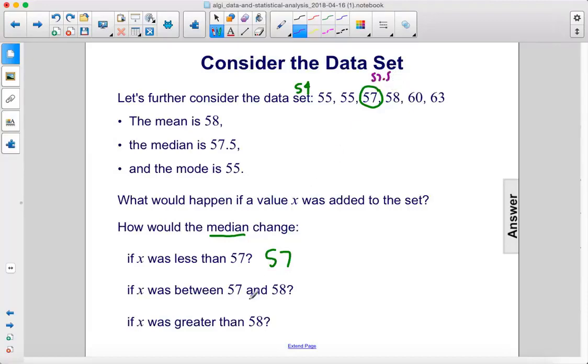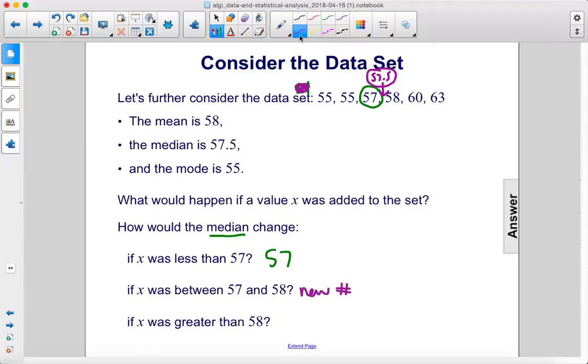If we add a number that's between 57 and 58, say if we added, for example, 57.5, the new median would be this value, because this would then be the middle value, because this one's not in there anymore. So we would now have 7 values, and this one would be right in the middle. So whatever number this is, the new number would be the median.